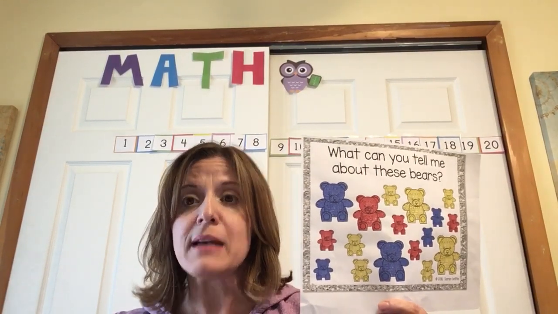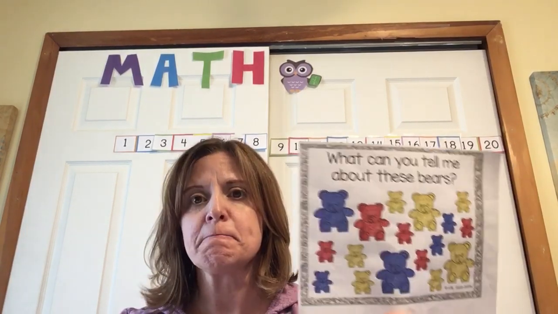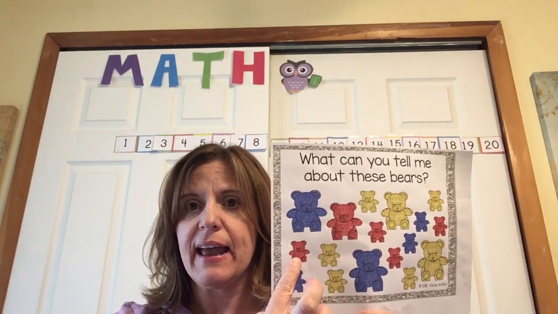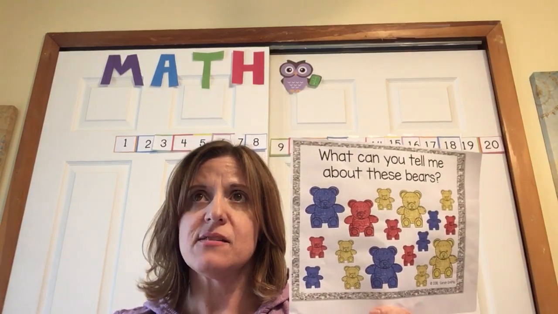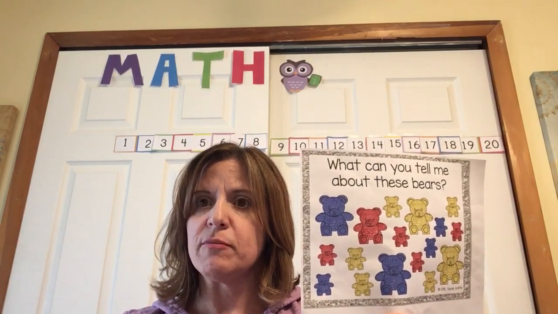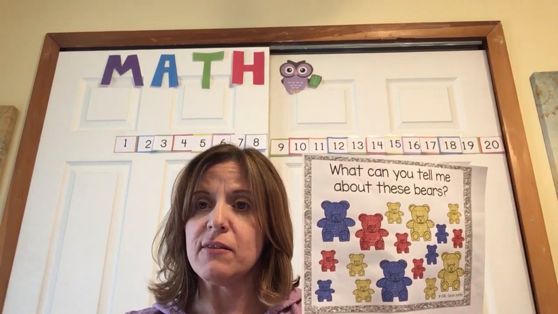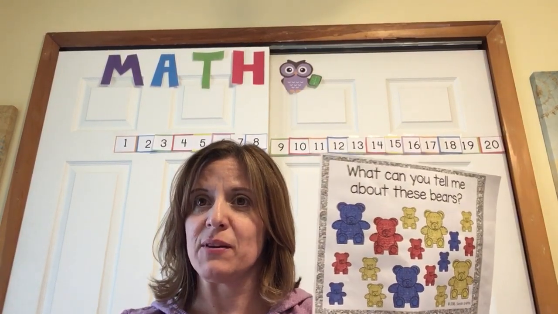So 2 plus 3 equals 5. So you can lock in that number 5. All right, now I'm going to take a look at the red bears. So here I have 1 big red bear, and I have 2, 3, 4 small red bears. So 1 plus 4 equals 5. And if you think about it, we had 5 blue, we have 5 red, so those are the same amount. So there's another math vocabulary word, same.